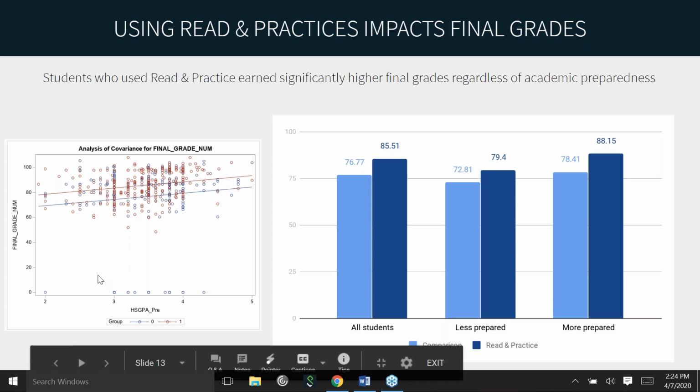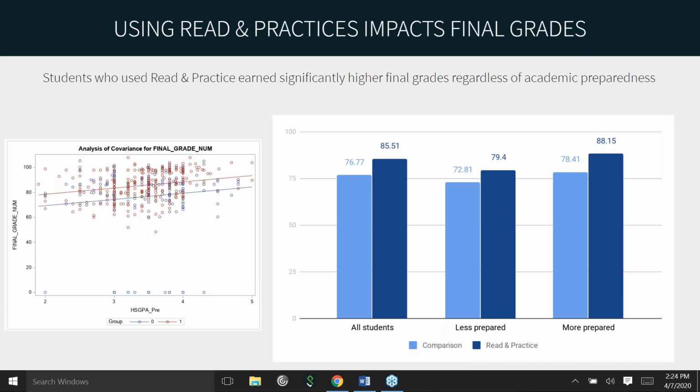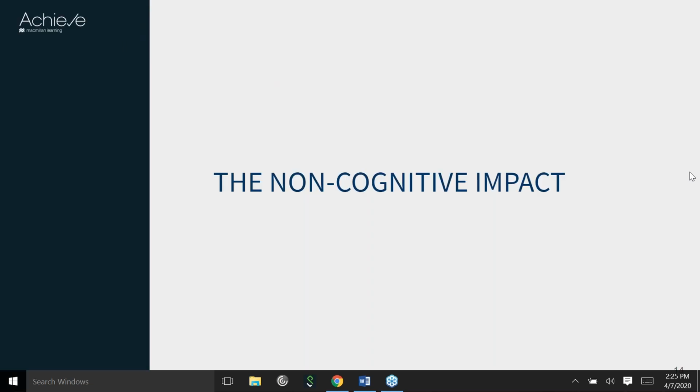Now, a lot of other detail went into this, and I'm happy to direct you to the full technical research report around it, but I'm just giving you a high-level overview of the approach that we took to look at those cognitive outcomes and the findings that we observed. Of course, we also want to look at the non-cognitive impact.